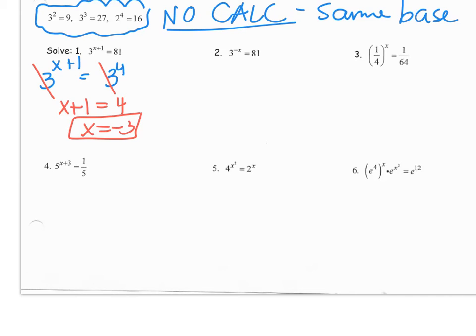Okay, let's try another one. Let's try the 81 thing again. So I have 3 to the negative x equals 3 to the 4th. All right, I've got it all set, same base. Drop the base. I get x equals negative 4.